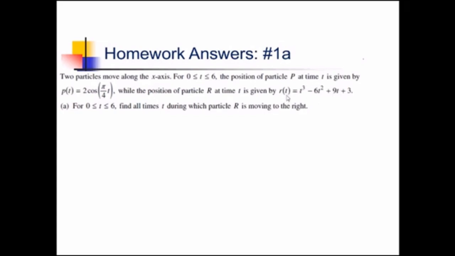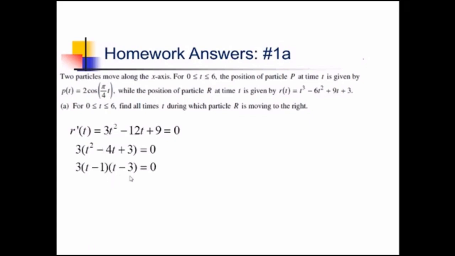So r prime of t we can write as 3t squared minus 12t plus 9. I'm going to set this equal to 0 now and find some critical values so we can figure out where this particle is turning around. I can start by factoring a 3 out of all these. That's going to be 3 parentheses t squared minus 4t plus 3. And now I can factor a little bit further, two things that multiply to 3 and add up to negative 4. We've got t minus 1 and t minus 3. And now that means that t must equal 1 and 3.